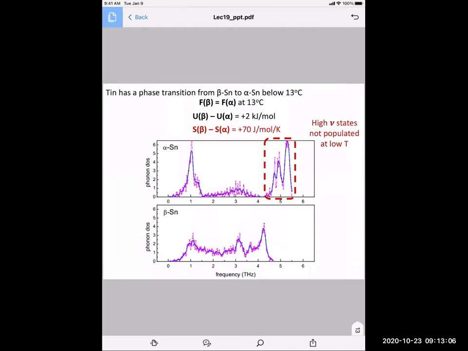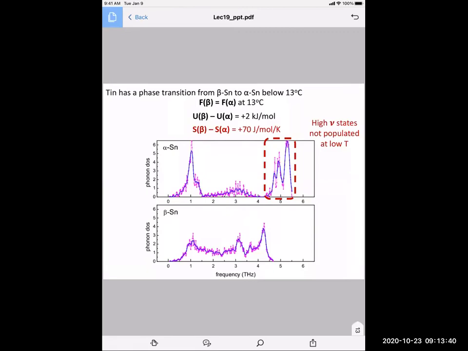So the reason we observe the beta phase at room temperature is because even though it's higher in energy, we're turning on the vibrational entropy, because F equals U minus TS. There's larger entropy in the beta phase, and so we observe the beta phase at high temperature. But as we go to lower and lower temperature, the magnitude that the entropy contributes to the free energy diminishes, and then we go back to the alpha phase.